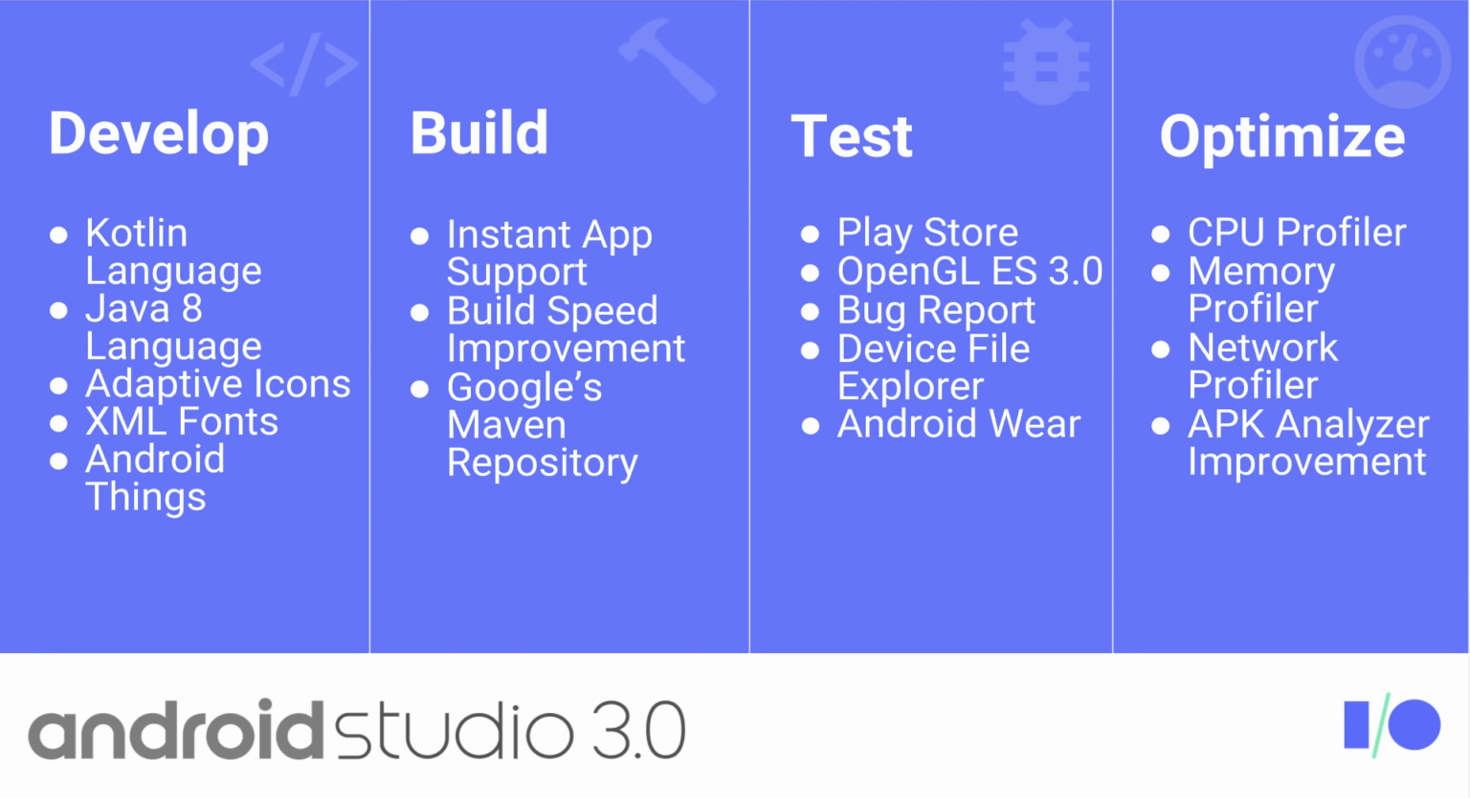And with that, that's Android Studio. We talked about a range of features, from develop, adding Kotlin support and better Java 8 language support, better Instant Run support inside the build system, adding the Google Play Store to the emulator, and a whole suite of optimization tools for you.